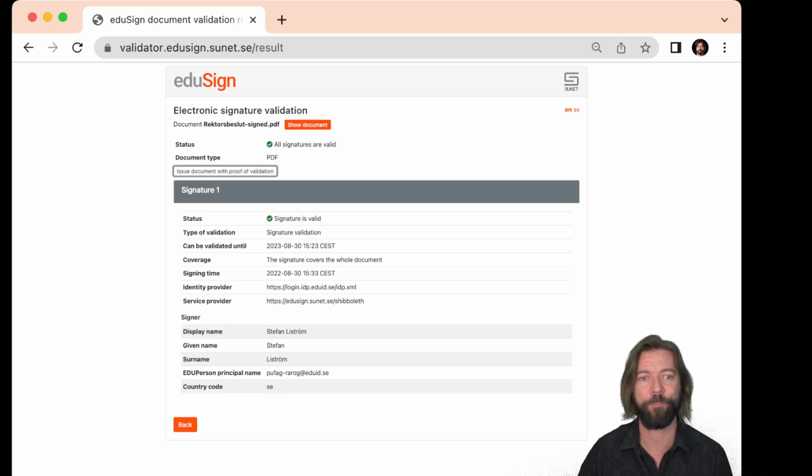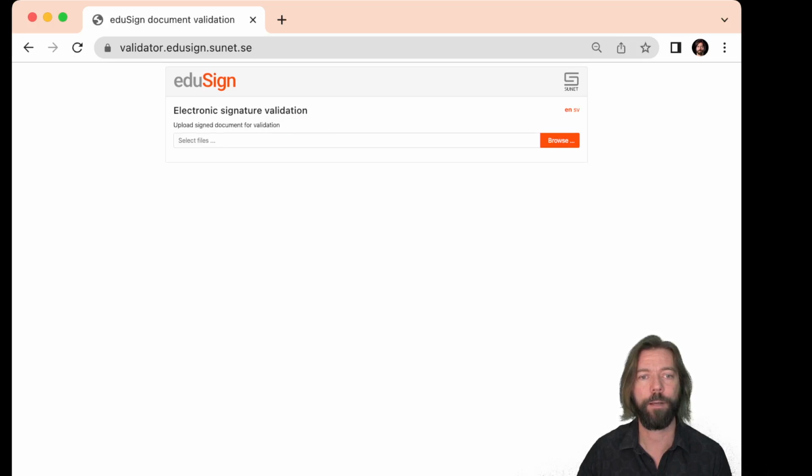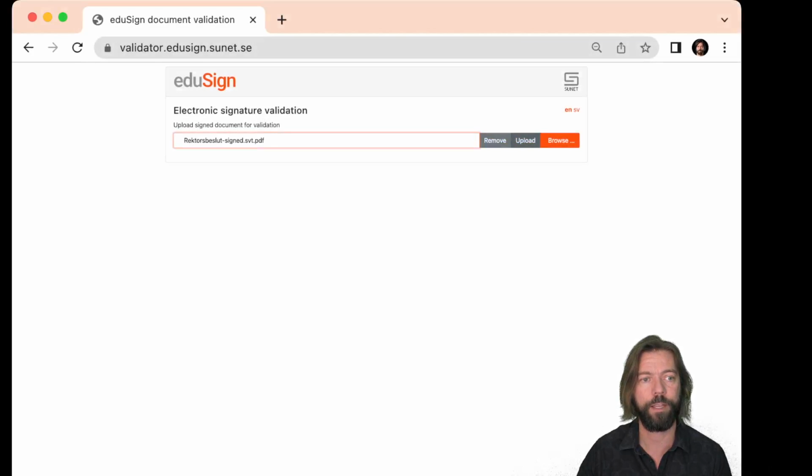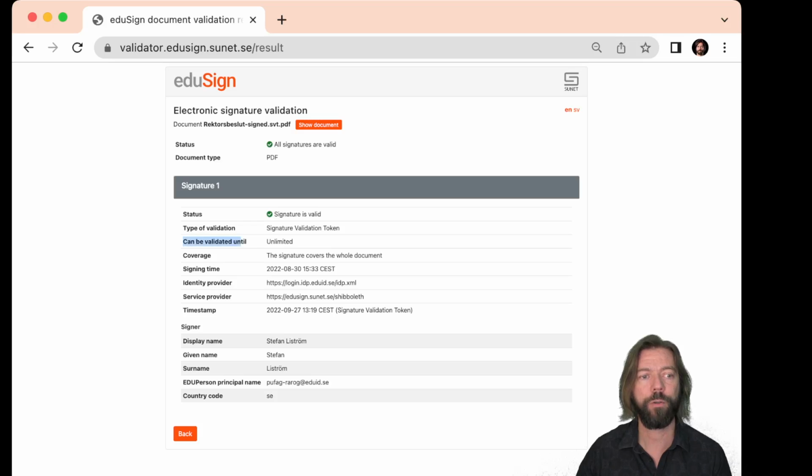So if I press this button, I download a document with the proof of validation that has been added by Sunet. And if I go back and upload this document that I just downloaded, instead of the initially signed document, as you can see now, this document can be validated until, in this case, unlimited. What has actually happened is that the Sunet validation service added a timestamp with the signature validation token. And this is tied to a certificate that has a much longer lifespan than the certificates used when a person by themselves signs the document.